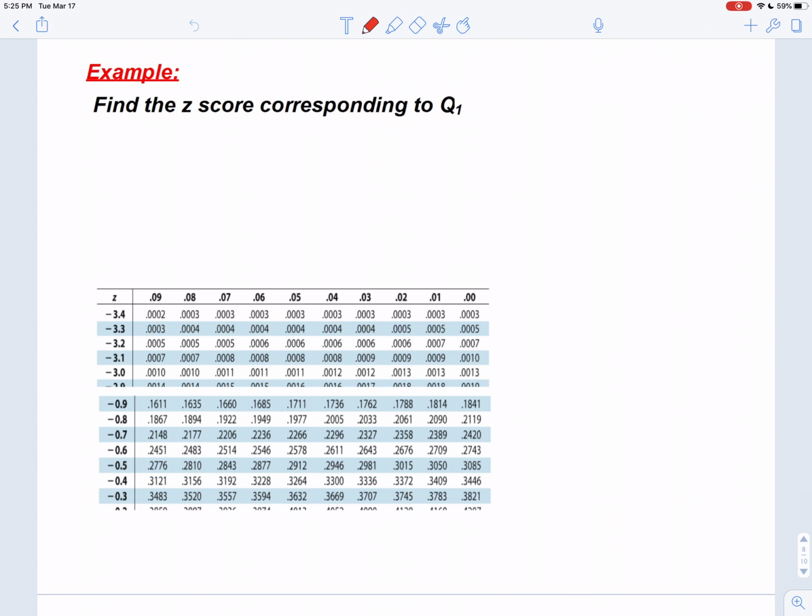All right, if I want to find the z-score that corresponds to the first quartile, the first thing I want to do is put this in terms of area. And by definition, the first quartile has an area to the left of 25%. Now in decimal form, that means when I go to my standard normal table, I want to look for an area, it's already to the left, so I don't have to convert anything, of 0.2500.